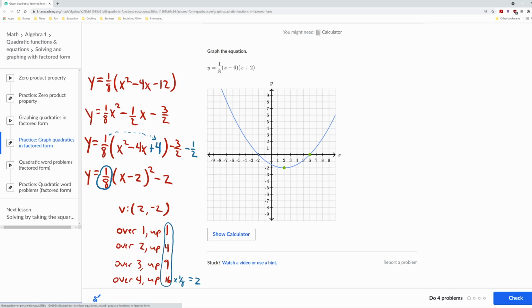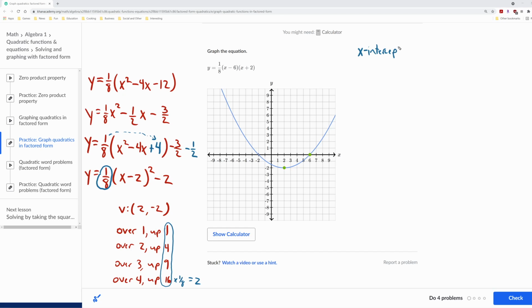So pretend that none of the work on the left side of the screen was there. So pretend we didn't do any of that at all. So the thing that factored form is useful for is just by looking at it, you can see where the x-intercepts are. Now, if you're doing this yourself, you don't even have to write out any work. I will, because I'm making a YouTube video on this.